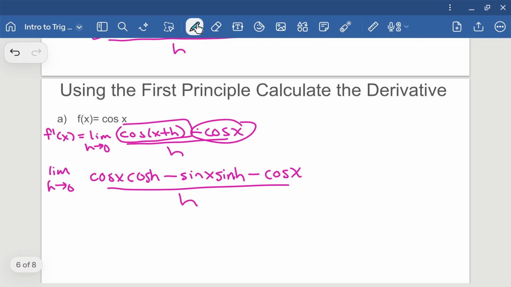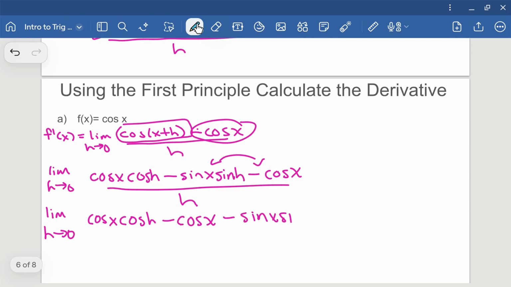So I have all of this work here, and same thing, I'm just going to rearrange a little bit. I want to keep my limit as h tends to 0, but I'm going to swap these two once again. So I have the cos of x times the cos of h minus the cos of x minus the sine of x times the sine of h. So I'm not changing anything here. I am just rearranging the numerator.